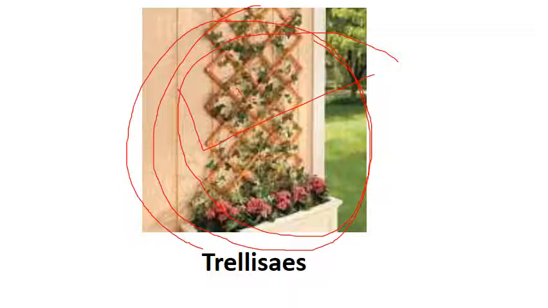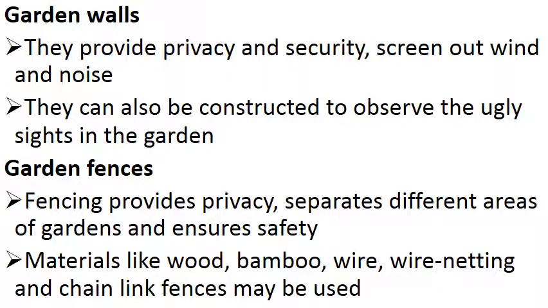And here you can see climbers and trailer plants growing here and there. For support purposes, trellis are important. Then comes garden walls and garden fence. It is very simple and very common; you can see it everywhere.